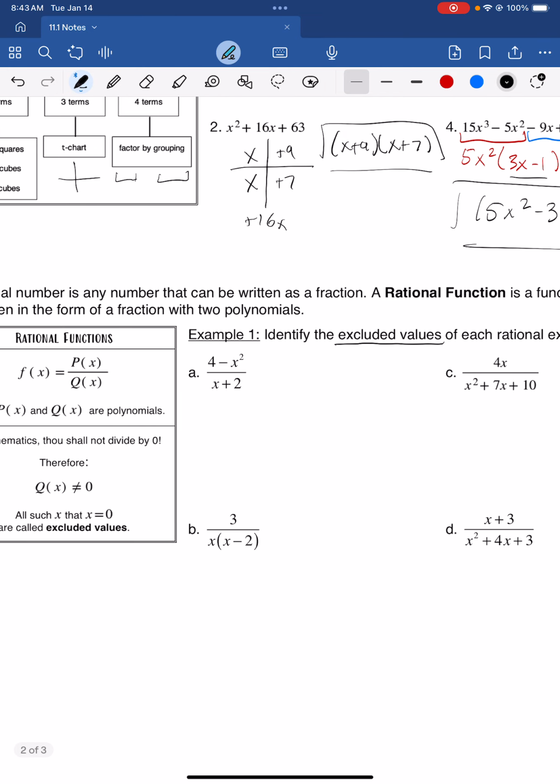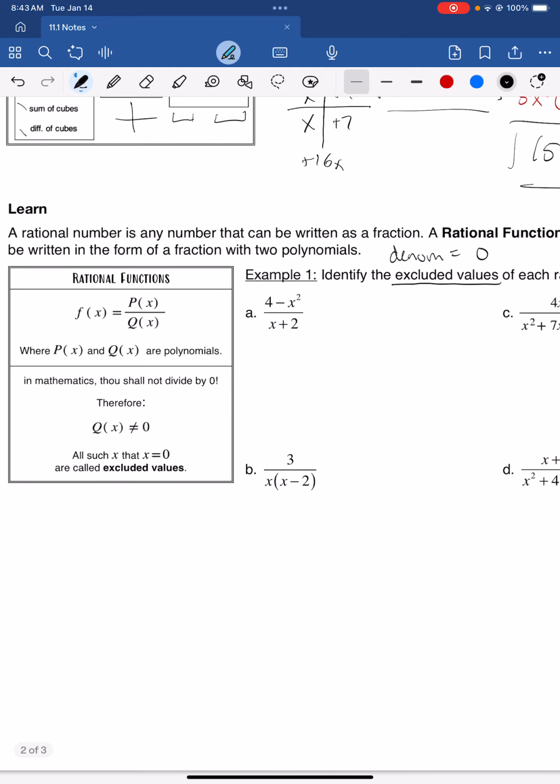Excluded values are the values that make the denominator equal to 0. Okay. The reason that this is an excluded value is that if you have something like 4 over 0, when you have the 0 on the bottom of your fraction, this becomes undefined. All right. So we're figuring out what values make our rational functions undefined.